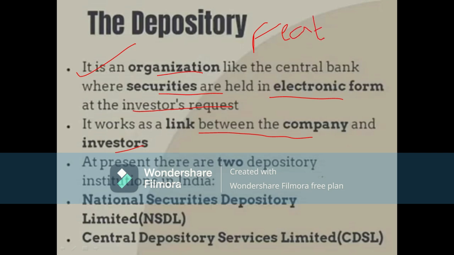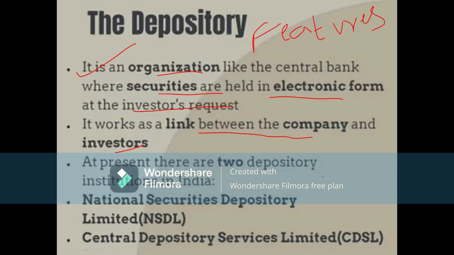So for this, these are all the features. So the first one is, it is an organization like a central bank where securities are held in electronic form at investors' request. Another one is, it works as a link between the company and investors.